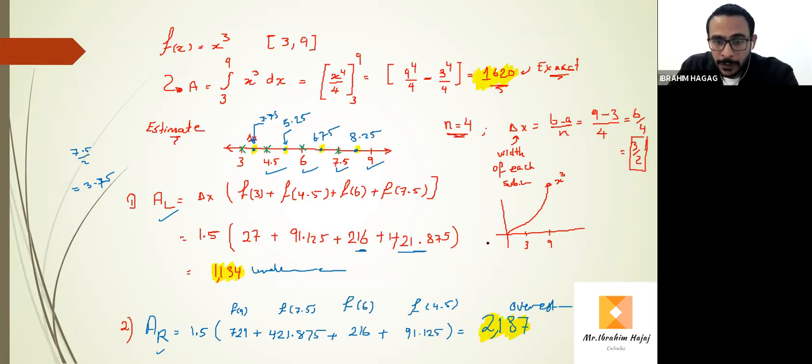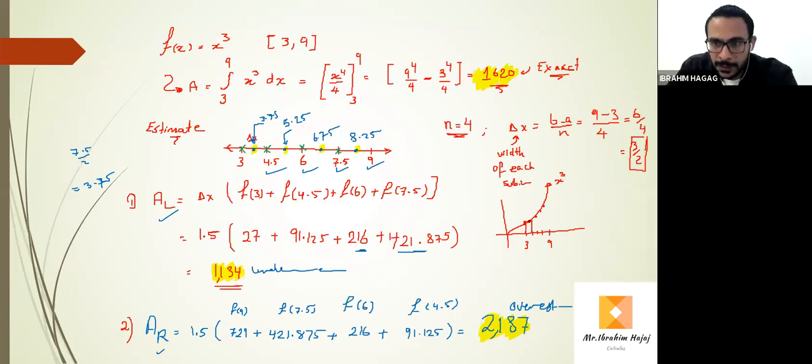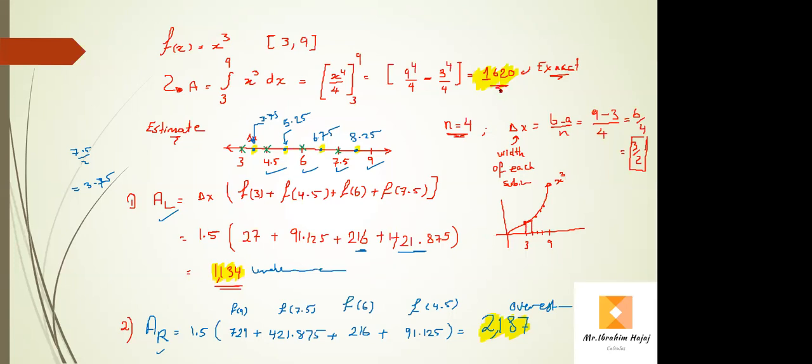So when you graph it here, 1.5 gives me 1134 using the left endpoints rule. Here are the points: 3, then 4.5, then 6, then 7.5, and then 9. From the left, is it an overestimate or an underestimate once you connect them? Underestimate, because the exact value is 1600. From the left it is under, from the right it is over.